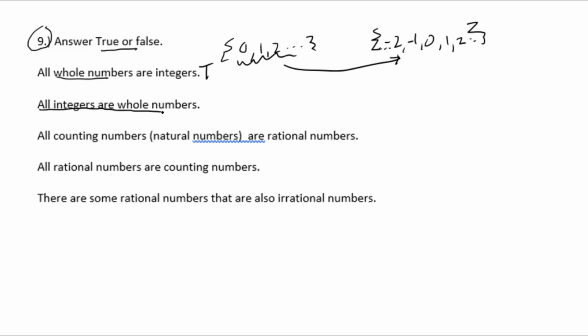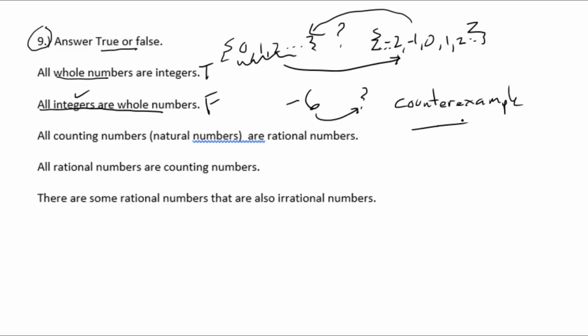Now here's the one. All integers are whole numbers. Well, are all of these also these? And the answer is no. So that's false. Now, you only need one example to prove that this is false. How about finding one integer? Just pick one. Like -6. Well, is that also a whole number? The answer is no. So that's called a counterexample. And in math, you only need one to prove that something is true or false, right?